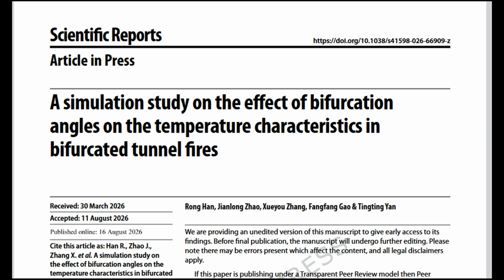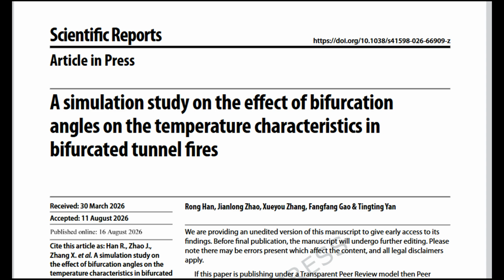Temporal stability and statistical confidence. To ensure the numbers were reliable, the simulation ran for a total of 300 seconds, 5 minutes of virtual fire time. The researchers did not use the chaotic initial moments. Instead, they averaged the temperatures over the stable period from 200 seconds to 300 seconds. During this stable window, the temperature fluctuations were less than 3%, indicating a highly steady, reproducible state.